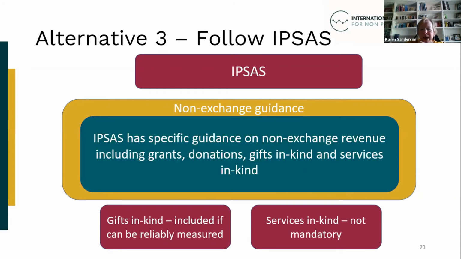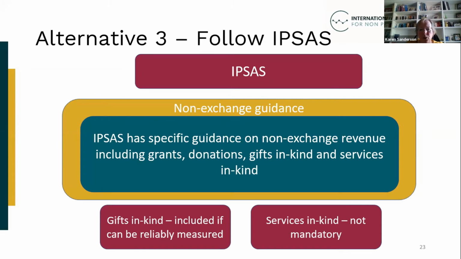Alternative 3 has IPSAS at its heart and would require that non-exchange revenue be accounted for using the principles in IPSAS 23. The principles in IPSAS 23 cover the types of revenue that we've discussed so far in this webinar. Revenue is usually recognised when an NPO controls the assets, but is deferred when there are conditions. Non-exchange revenue is recognised as the conditions or performance requirements are satisfied. And as I described earlier, conditions include a use or return requirement.